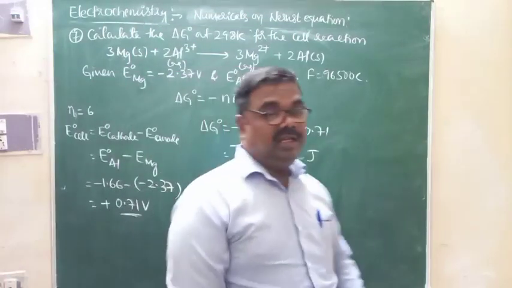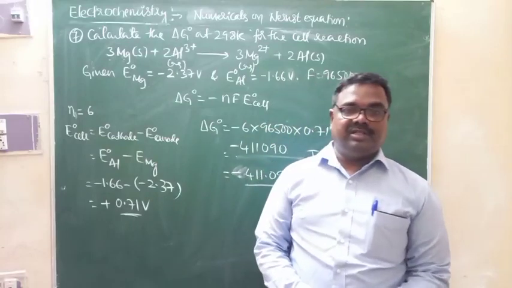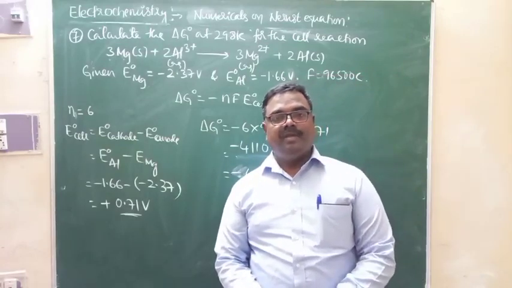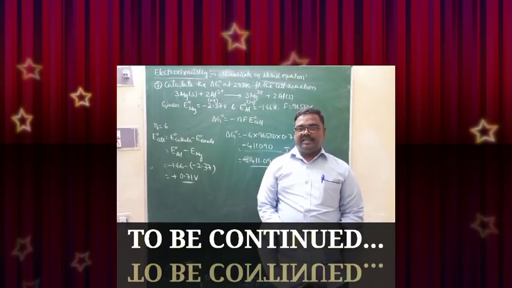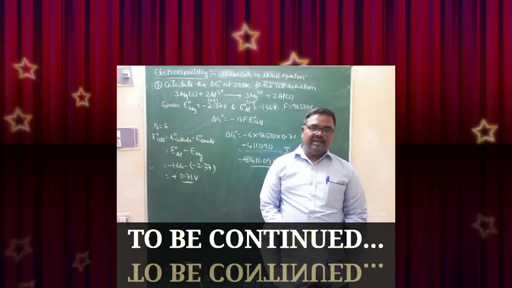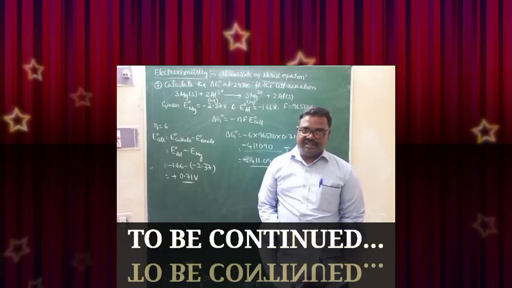So these were some numericals on the Nernst equation. In the next video we'll see the remaining aspects of the chapter electrochemistry. The next discussion is on electrical conductance of electrolytic solutions. We'll see that in the next video.